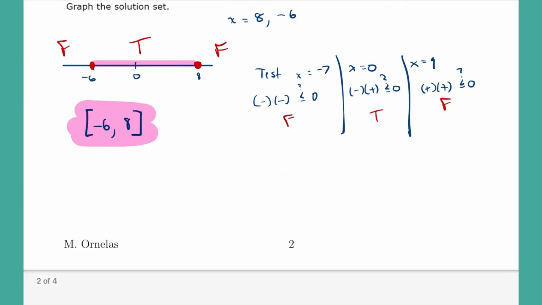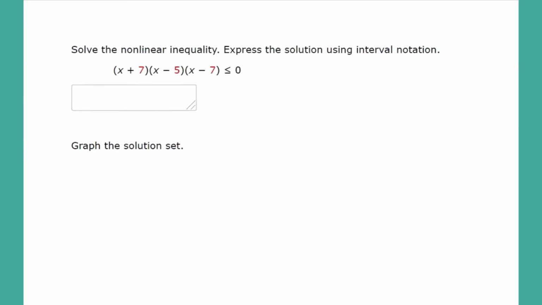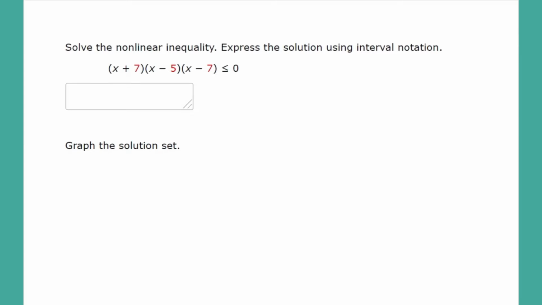All right, let's move on to the next problem. This one's similar to that last one we did. The nice thing about this one is it's already factored for us, so we don't need to factor it. So we can go straight to the solutions. The solution to this first factor would be negative 7. Remember, we're treating this as an equal sign for now, just so that we can get the solutions. So we got the three solutions, one for each factor.